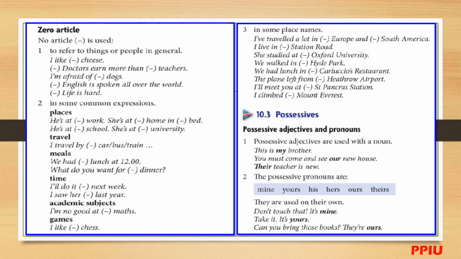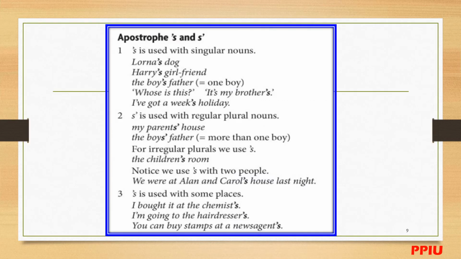We are going to move to the next one. Apostrophe S and S apostrophe. Okay, apostrophe S is used with singular nouns like Lana's dog, Harry's girlfriend, the boy's father. I mean one boy. Whose is this? It's my brother's.